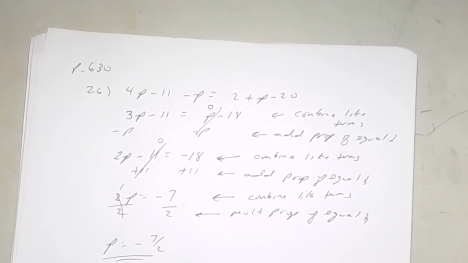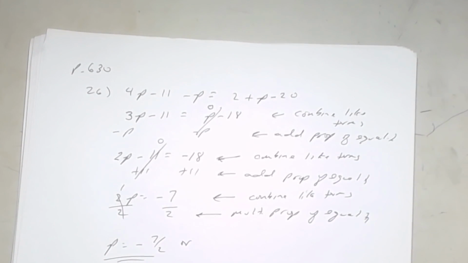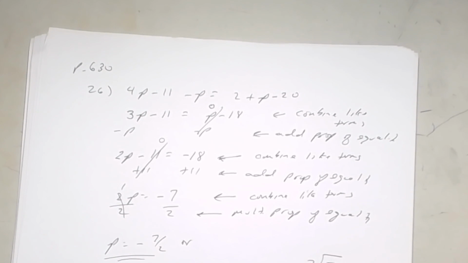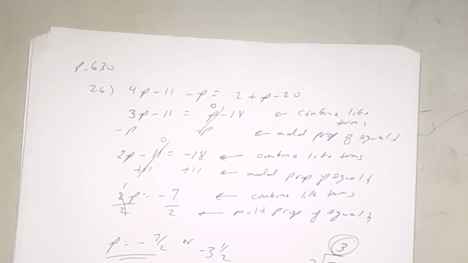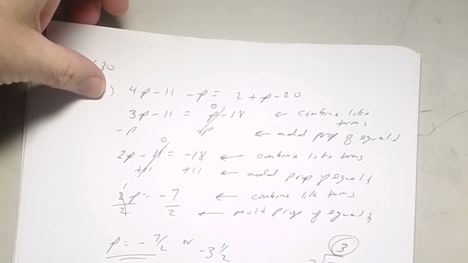Negative 7 halves. Now, on my math lab, if it did say write as a mixed number, do you remember how to write this as a mixed number? You say 2 into what? 7. 2 into 7 is how many times? 3 times 2. Subtract. You get a remainder of what? What's your remainder? 1. So this is 3 1/2, but it's really negative 3 1/2. Okay, so that was number 26.